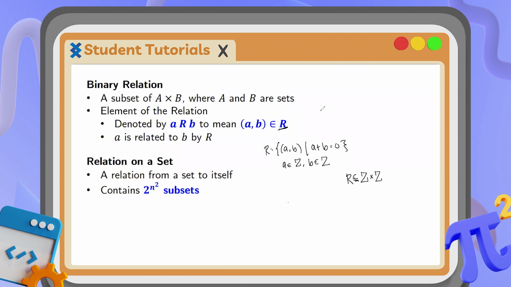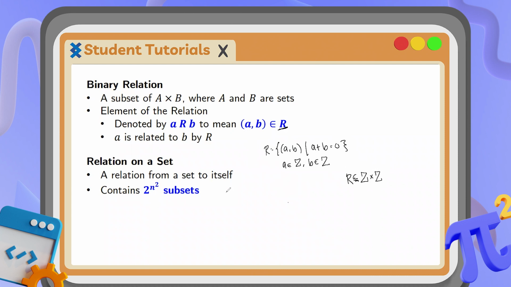So a relation on a set is a relation from a set to itself. This is an example of a relation from a set to itself, because it's the set of integers referring to itself. Or rather, it's a relation from the set of all integers to the same set. And it contains 2 raised to n squared subsets. Why is that the case?